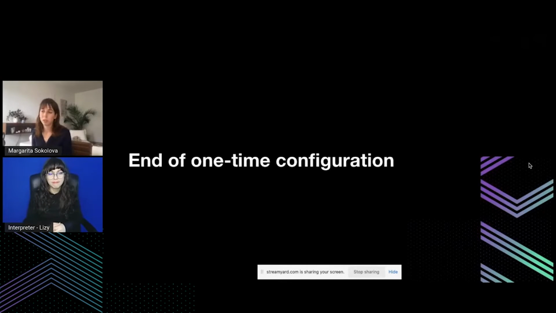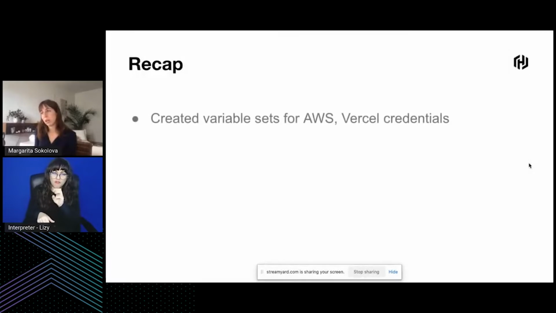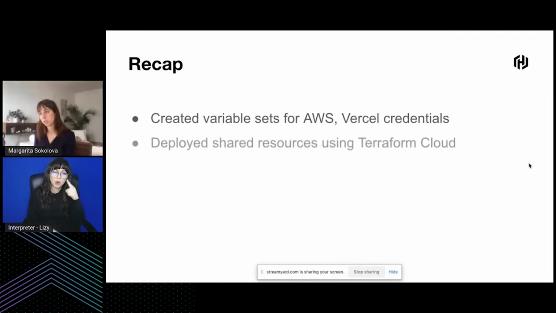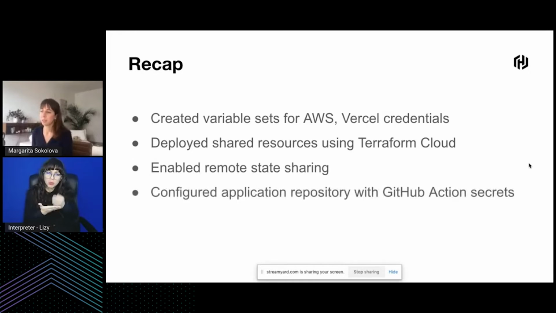So those are all of the one-time configuration steps that I had to take in order for the rest of the workflow to take flight. To recap, I created variable sets for my AWS and Vercel credentials. I deployed the shared resources using Terraform Cloud, enabled remote state sharing for that workspace that's managing the shared resources, and I configured my application repository with GitHub Action secrets containing my Terraform Cloud API token.